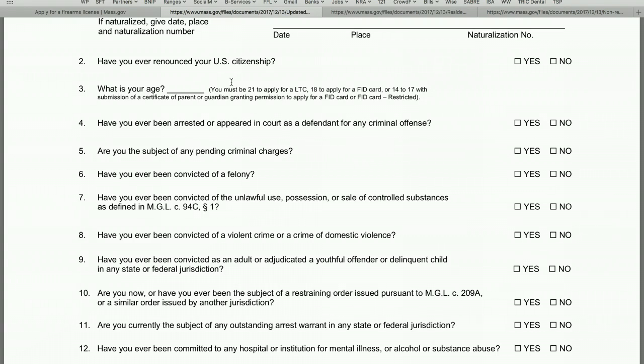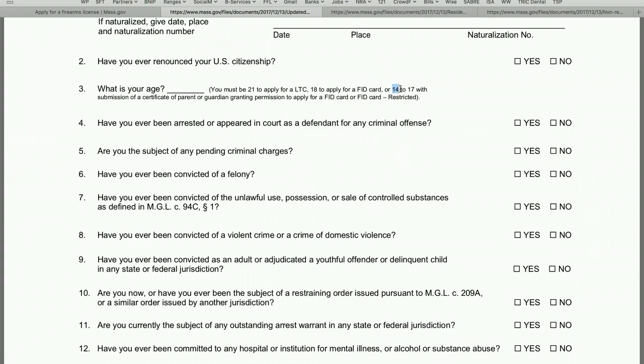Once again, right here it's going to ask you for your age, and it's just reiterating that if you're over 21, then you should apply for a license to carry, and if you're under, then you have to apply for an FID card. A lot of people don't realize that you can be 14 years old to start the process of applying for your FID card. You won't be issued it until you're 15, but you can start the process at 14.